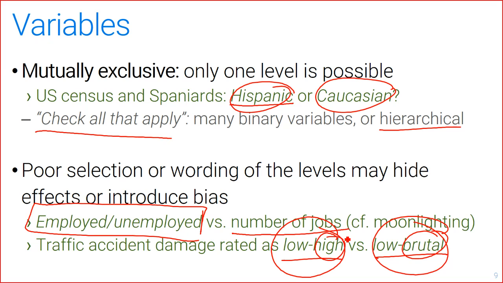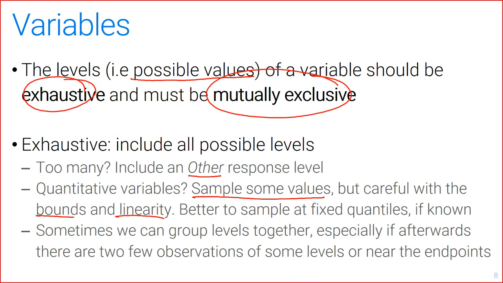And so this is about variables. They have to be, again, exhaustive. All possible values should be available, and mutually exclusive.